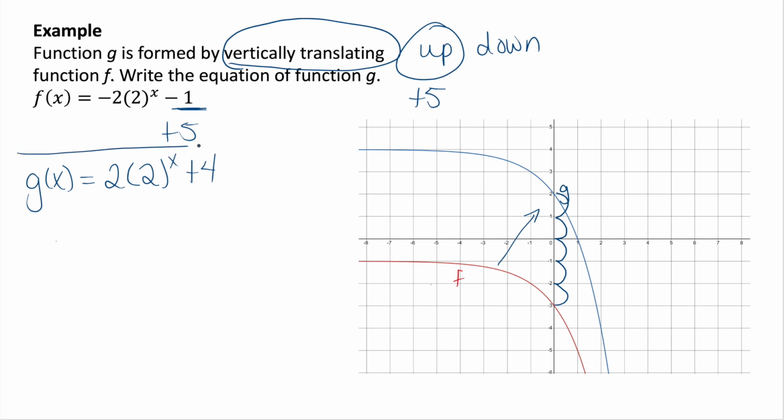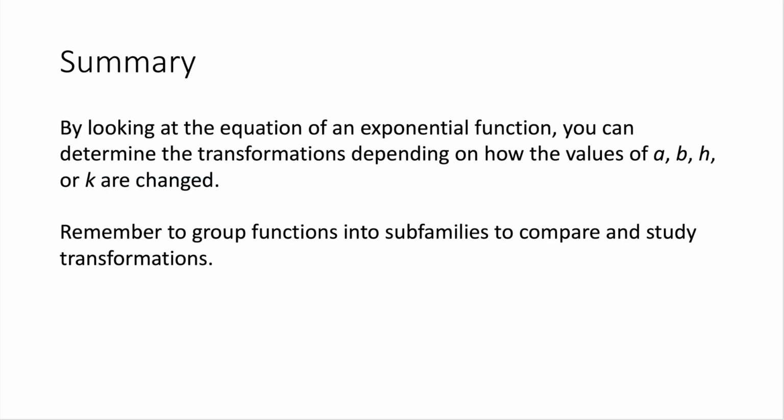So notice that it's already been transformed, but we just performed an additional transformation on it. So by looking at the equation of an exponential function, you can determine the transformations depending on how the values of a, b, h, and k are changed. Remember to group functions into subfamilies to compare and study transformations.